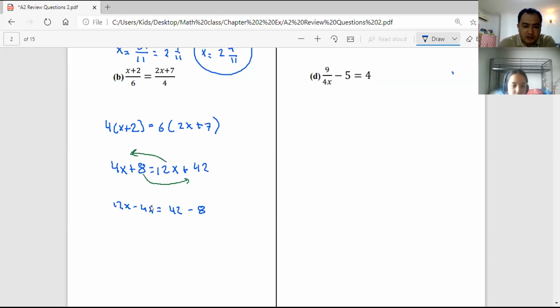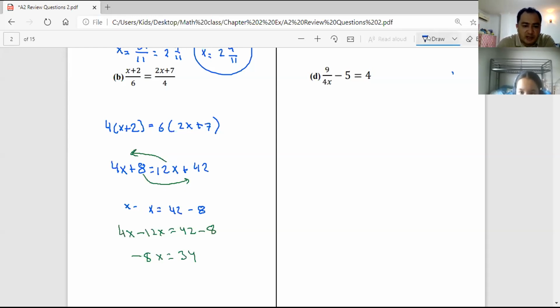So then we will have here 4x minus 12x. On the right hand side, we have 42 is already there. Now this 8 is changing its side, or we are subtracting 8 from both sides, right? So here we will have minus 8. Then 4x minus 12x is minus 8x. That's equal to 42 minus 8 is 34.